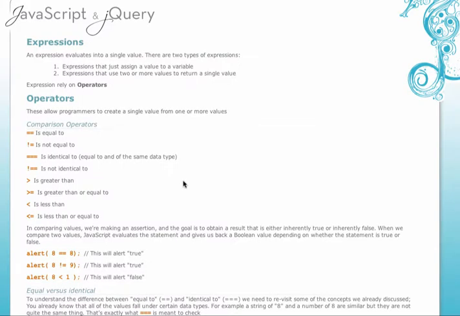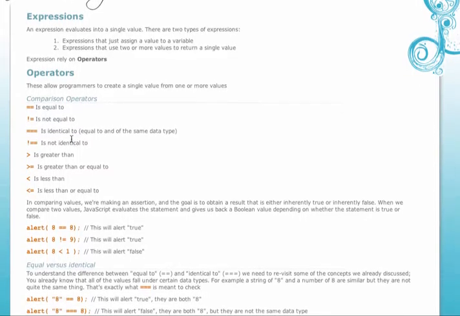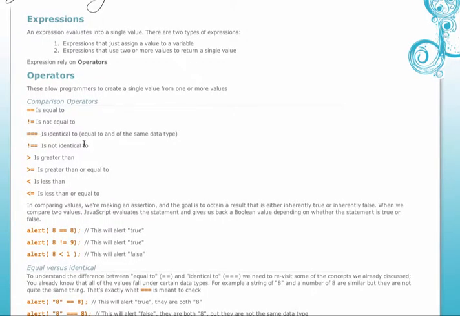Expressions rely on things called operators. These allow programmers to create a single value from one or more values. Here's a list of some comparison operators. They would be something like equal equal. That sets something that is equal to. Exclamation equal sets something to is not equal to. 3 equal signs together sets something to being identical to.